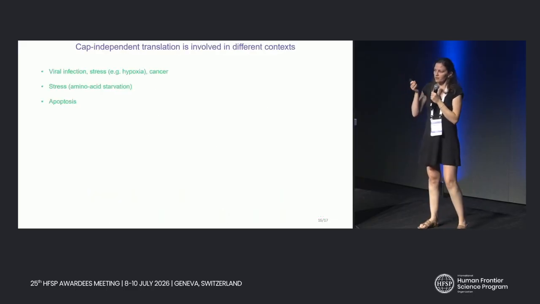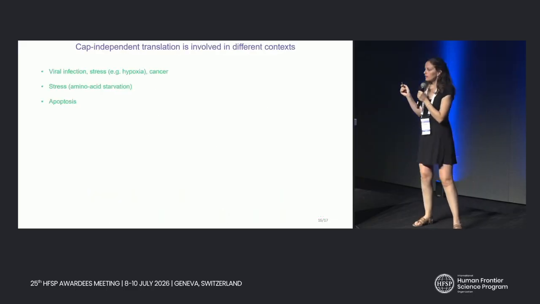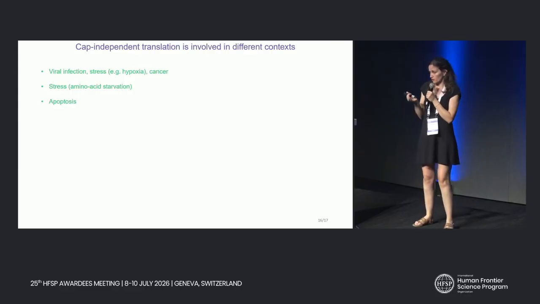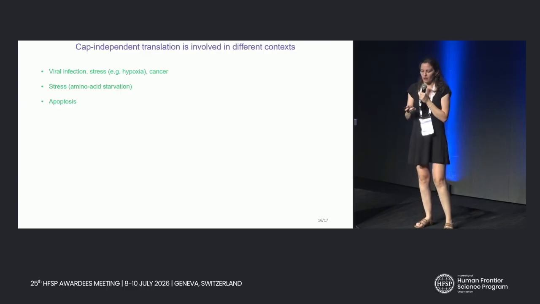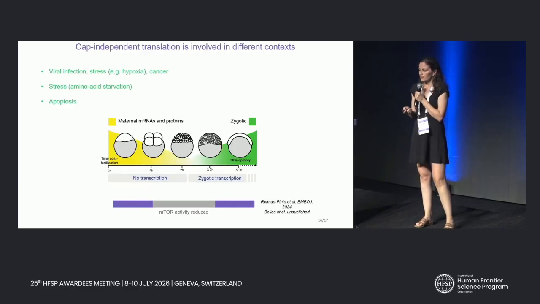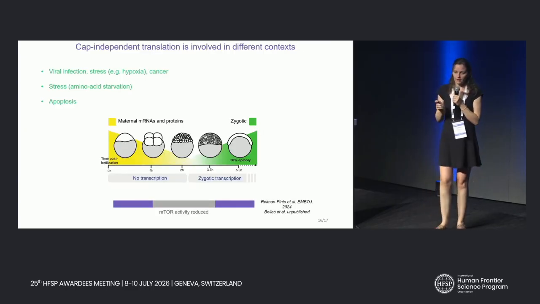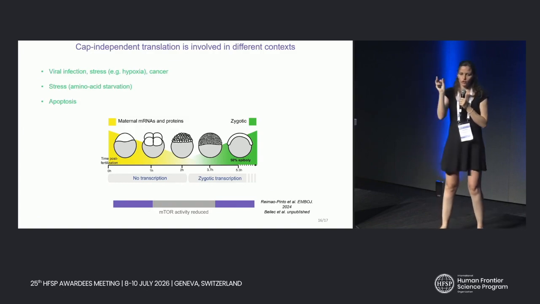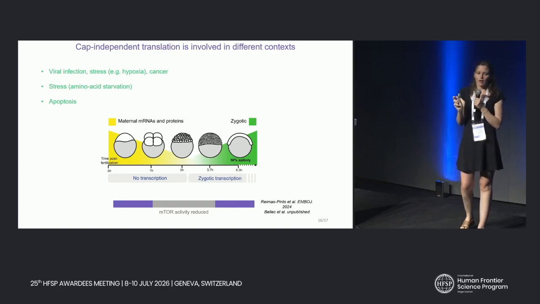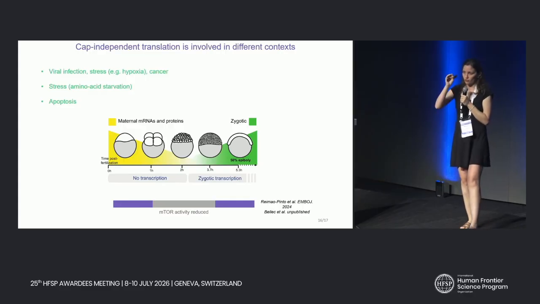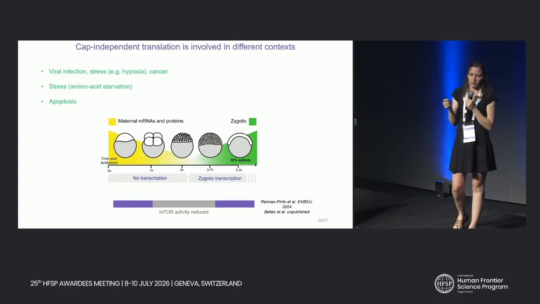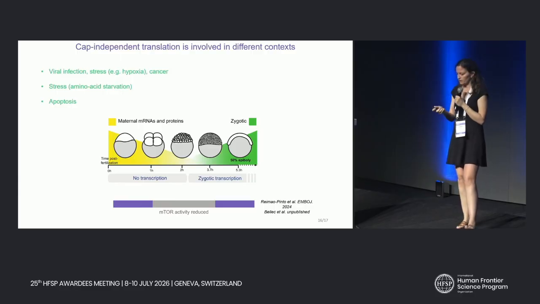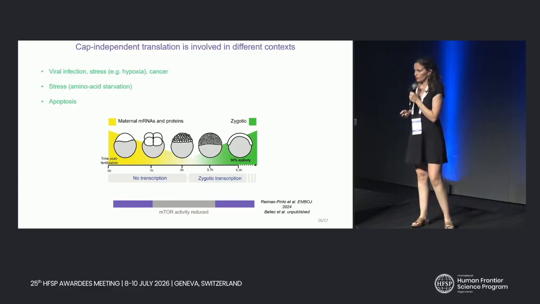This event can be viral infection, where it is known that canonical translation can be reduced, and also stress or apoptosis. And we actually saw that there is a short time window during the early development of zebrafish where mTOR activity is reduced, so canonical translation factors seem to be reduced. So maybe this non-canonical translation of BMP can be sustained also during these early steps of development.